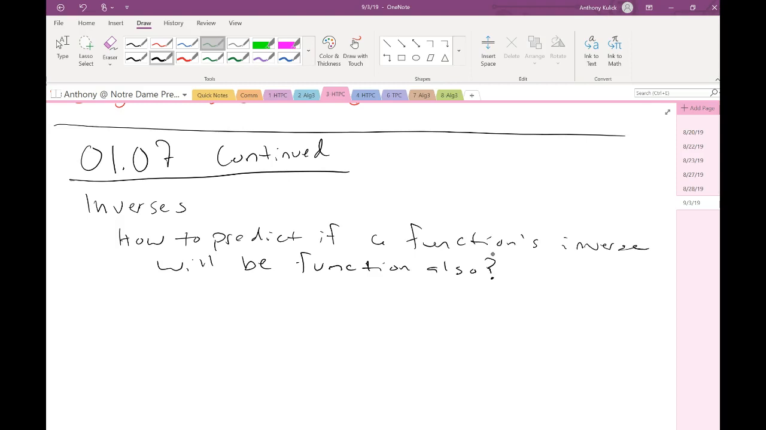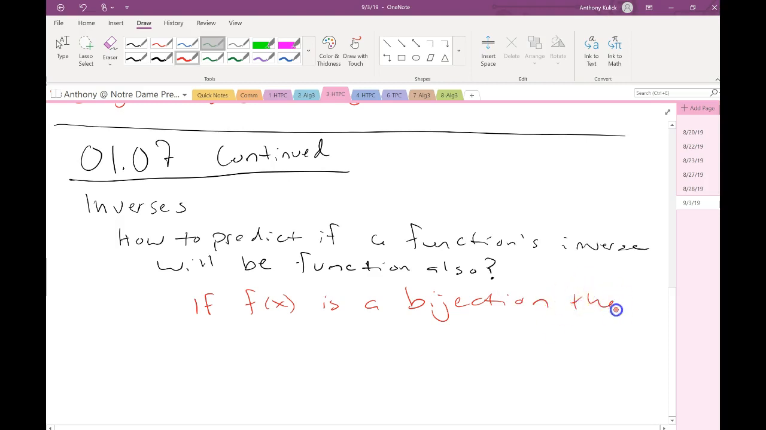We found that if f of x is a bijection, then f inverse is a function. And remember what we meant by bijection. It had to have two properties: that the function must be one-to-one and also onto.